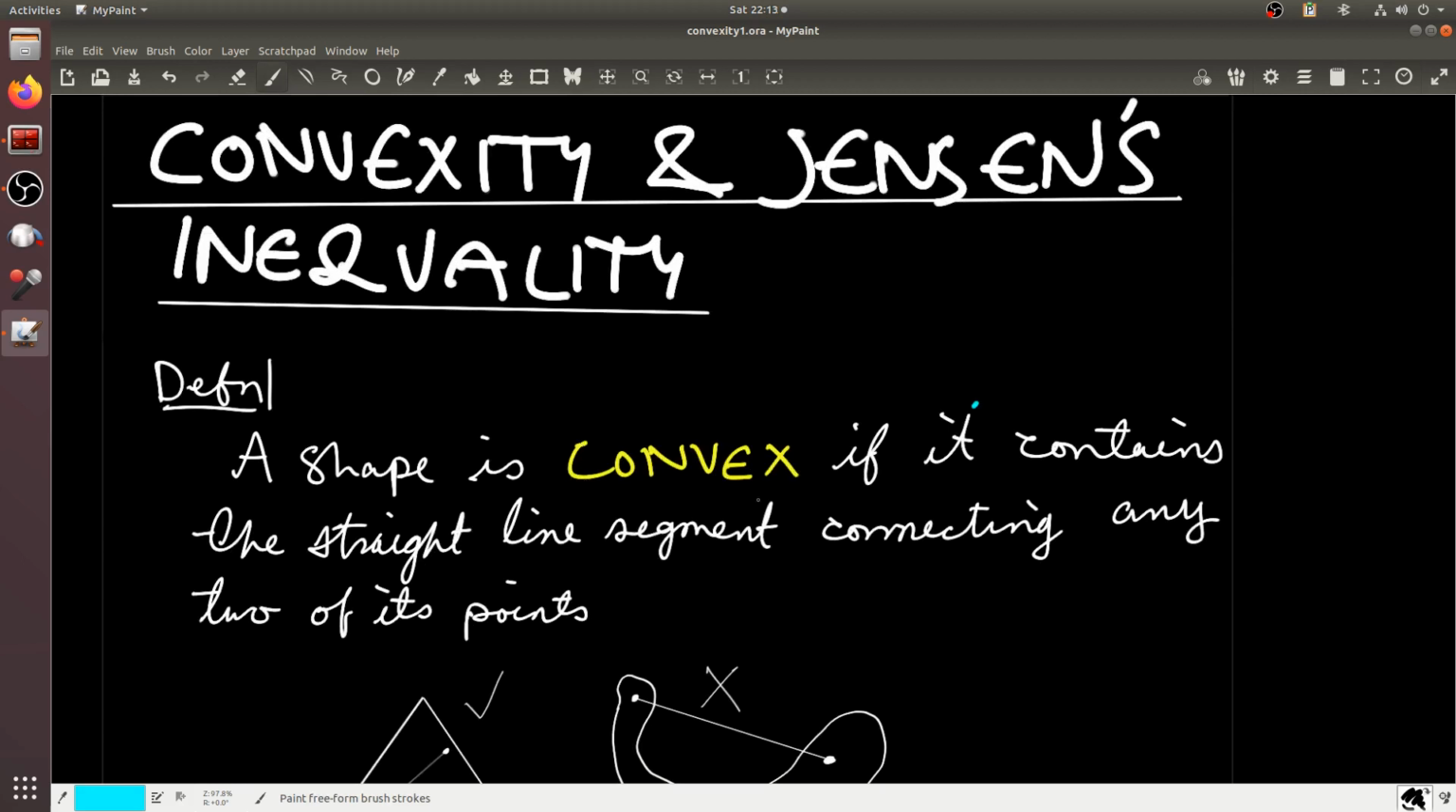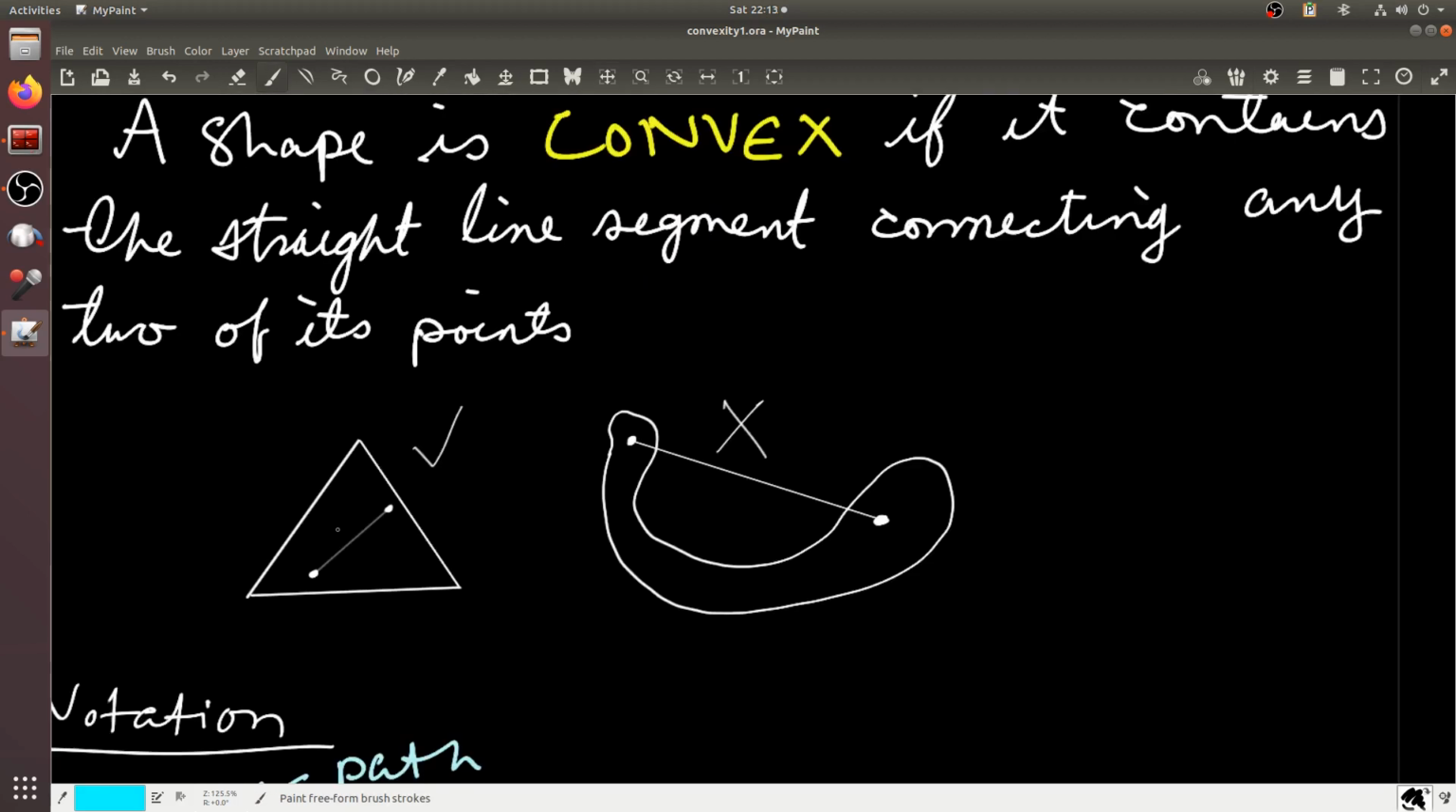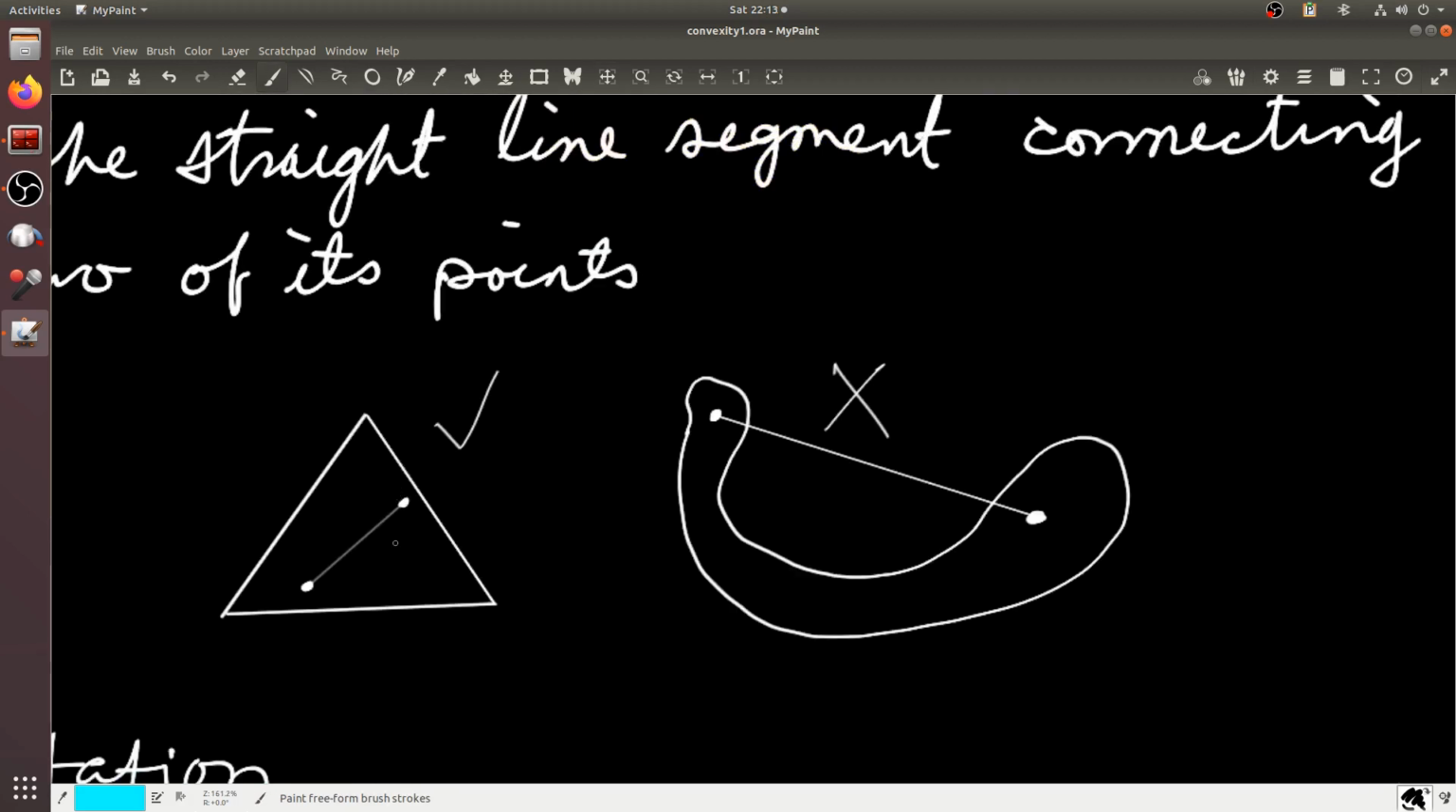By the way, a new convention that I'm going to try to stick to is that if you see some letters, or a word that's a different color than the paragraph it's in, then it's a reserved term. So convex means something specific. A shape is convex if it contains the straight line segment connecting any two of its points. So this shape, this triangle, is convex because I take two of its points.